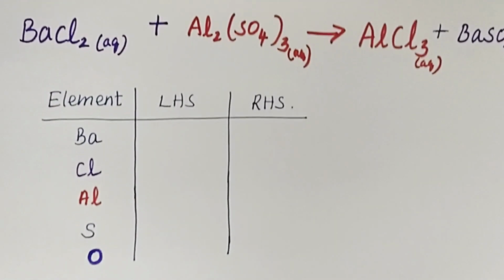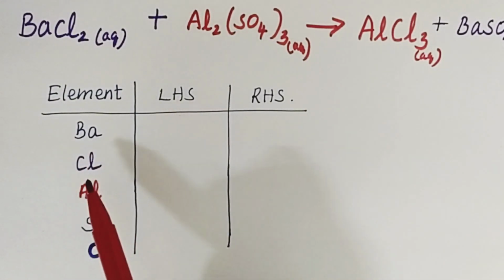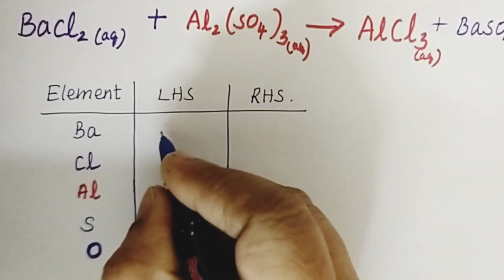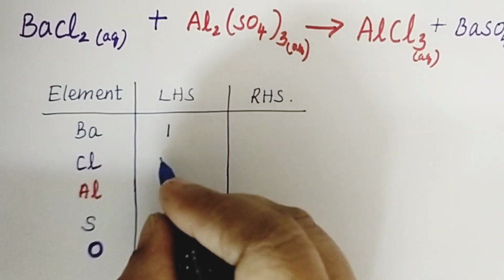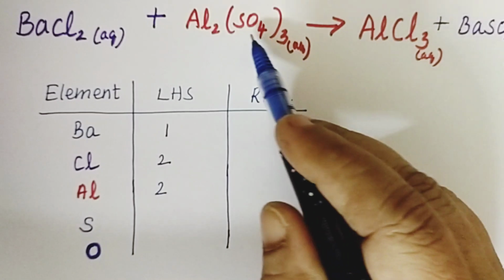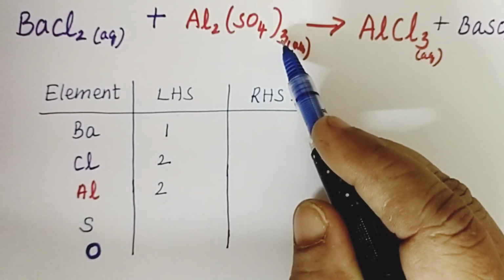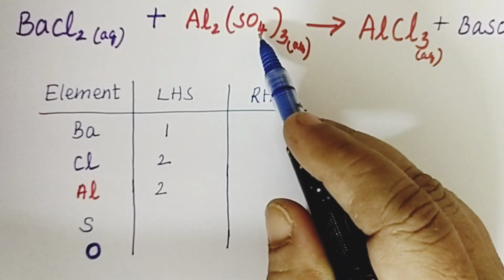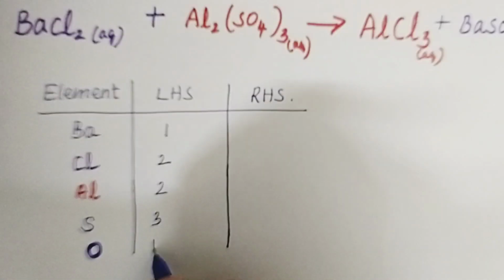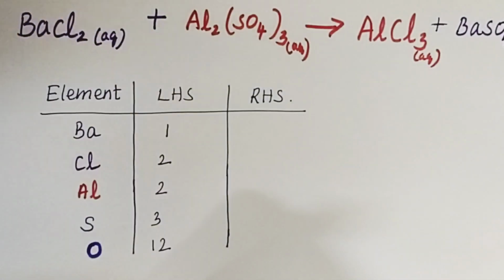So now we have written the elements: barium, Cl, aluminium, sulfur, oxygen. How many barium are present in the LHS? Only 1. How many Cl? 2. Aluminium? 2. Now, when we write the bracket, this 3 is common for sulfur as well as for oxygen. So, 3 sulfur and 4 3s are 12 oxygen.